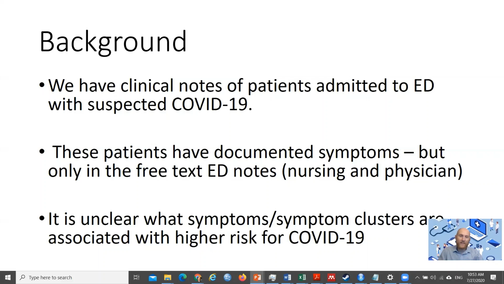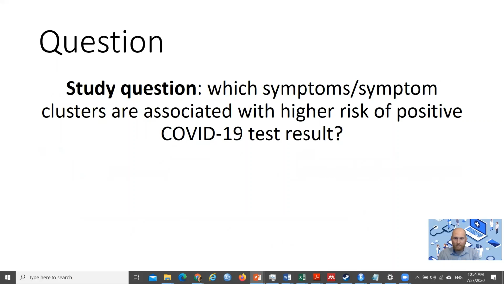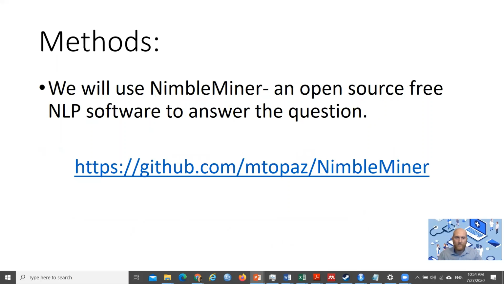Now, what remains unclear is what symptoms or symptom clusters are associated with higher risk for COVID-19, right? Very timely question. So the study question is, which symptoms and symptom clusters are associated with higher risk of positive COVID-19 test results? This is something that we are going to explore in this study. How are we going to do that? We are going to use NimbleMiner, an open source, free natural language processing software, to answer the question.